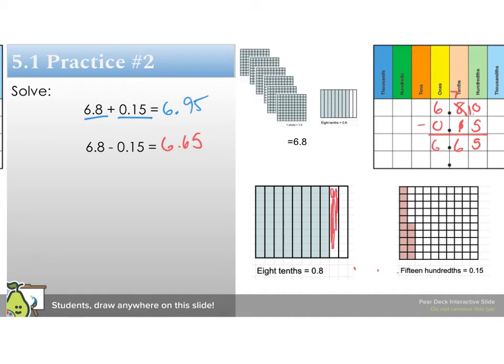If I use the decimal grids, if I add 15 here, I'm going to add it onto here, so I'm adding 10 plus another 5. 1, 2, 3, 4, 5, and then I count, and that gives me 9/10 plus another 5, 95. If I'm subtracting, then I'm going to take off 15. I'm going to take off 10 and take off 1, 2, 3, 4, 5. And I'm left with this 5 plus 10, 20, 30, 40, 50, 60. So 0.65.